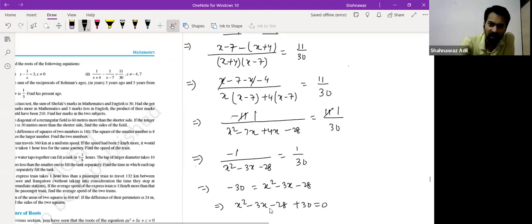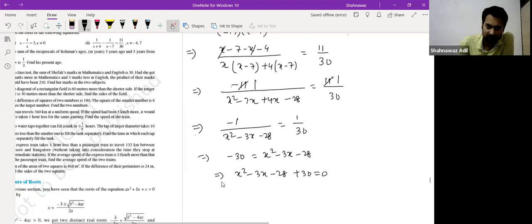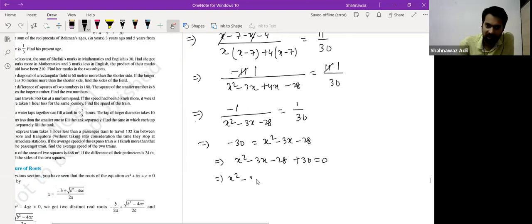So this is how much? Minus 3x and how much? Minus 28 plus 30 is how much? Minus 28 plus 30. Yes, 30 minus 28.